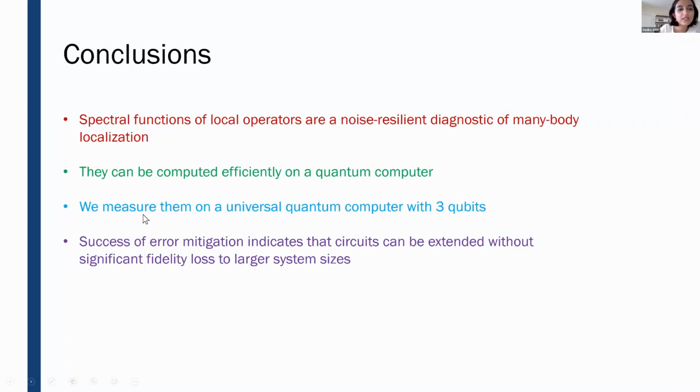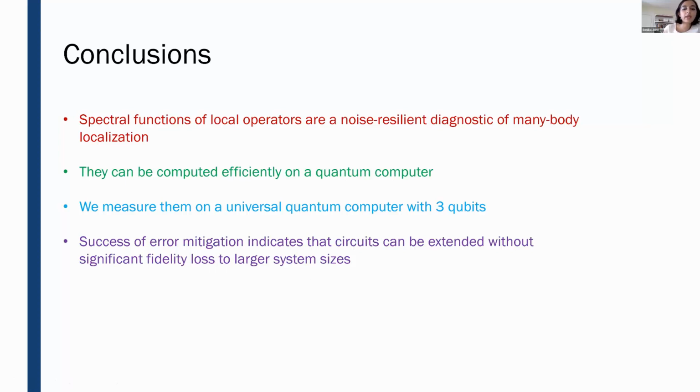You know, in this experiment, basically, as an overview, what we had done was we calculated these. We designed an observable, which was a noise resilient diagnostic of this phenomena that we want to study. We showed that they can be computed efficiently on a quantum computer. We measured them on 3 qubits, and then we designed an error mitigation technique that we can extend, without significant fidelity loss, to larger system sizes, we think.